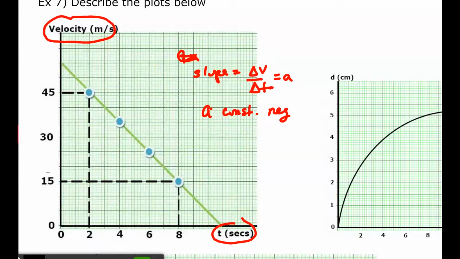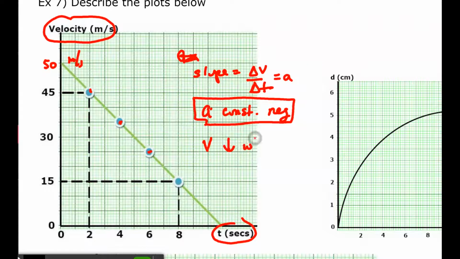It started out, let's see, 10, 15. What does each box equal? It's 1, 2, 3. Looks like each box equals 5. This is 50, isn't it? Yeah, this must be 50. Started at 50 meters per second. It got slower and slower and slower. So we could say that the acceleration is constant negative, but we can also comment on the velocity. The velocity keeps going down the whole time.